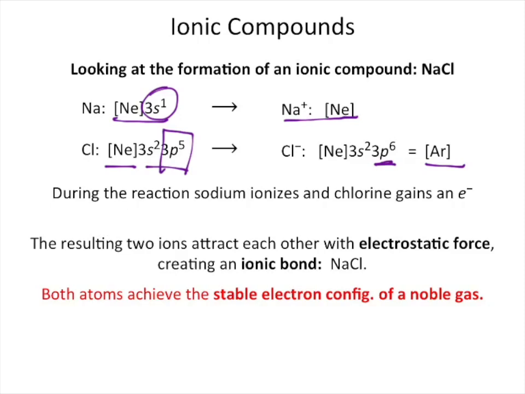Okay, so during this reaction, an electron is transferred. An electron goes from the sodium to the chlorine. It makes a positive sodium ion because it lost an electron, and it makes a negative chloride ion because that gained an electron. Now, you have the positive sodium and the negative chloride, and they attract each other with an electrostatic force, and this creates the ionic bond and makes sodium chloride.